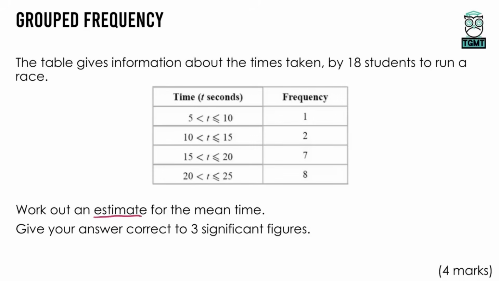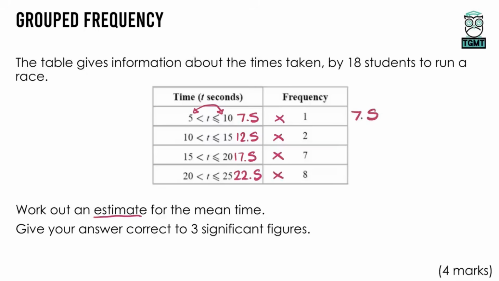And the way that we're going to estimate that is to find the midpoints of the groups. So here we're looking at the midpoint between 5 and 10. Now if you don't know what the midpoint is, you can add those numbers together and divide them by 2. So adding them together is 15, and that gives us 7.5 when we divide it by 2. The next one will be 12.5, then 17.5, and then it's 22.5. Now all we're going to do is multiply across to find the total of each row. So there's one person at 7.5, 2 at 12.5, 7 at 17.5, and 8 times 22.5.